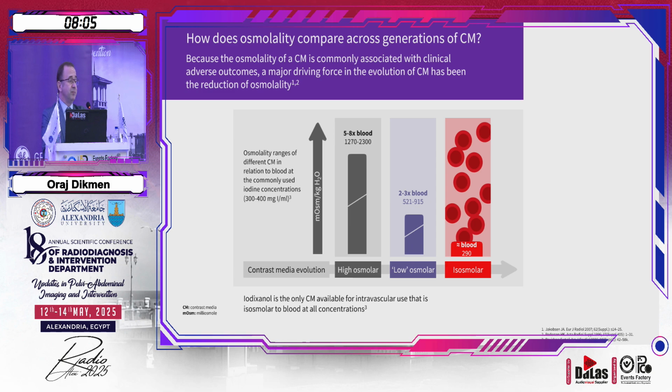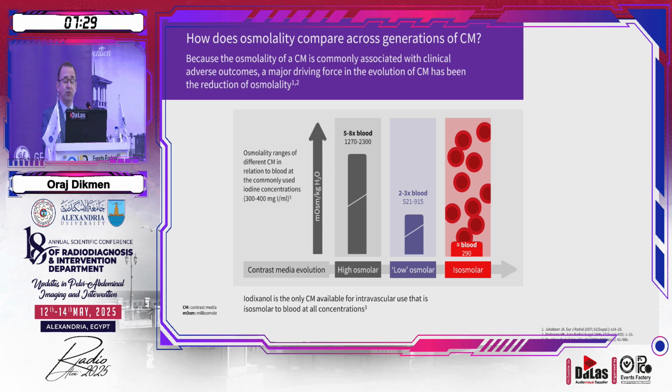So as a reminder, high osmolar contrast media are 5 to 8 times higher than blood's osmolality. That is why there was a shift in the 80s towards the low osmolars that are widely used, but the naming low osmolar can be misleading, because low osmolars, despite their name, are still 2 to 3 times higher in osmolality compared to blood's osmolality. So when you use low osmolars, you are still at risk of endangering your patient's well-being.